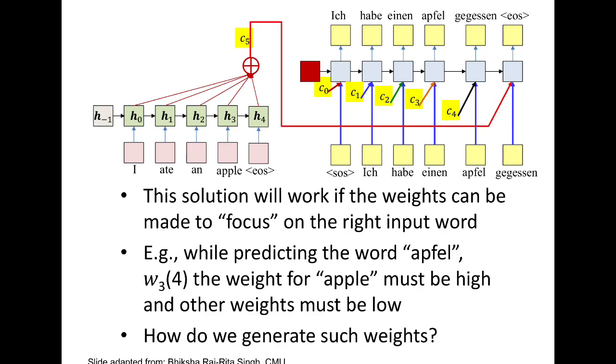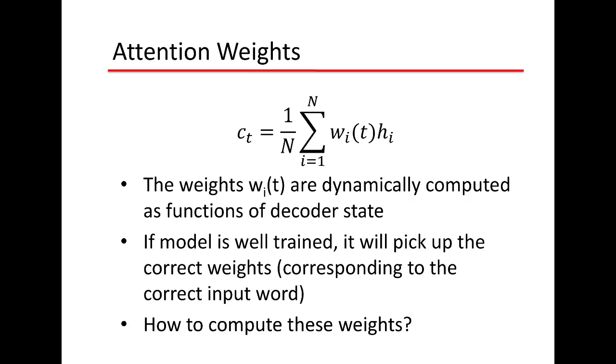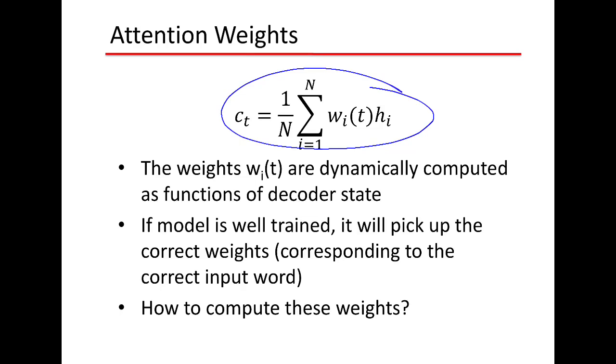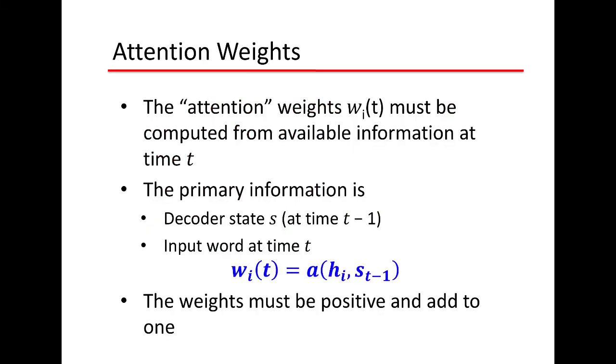So if you want to produce this word, we want to focus on that word. How do we generate these weights? Attention weights are just the sum of these weights. And if the model is trained, it will pick up the correct weights. But how to compute these weights? The basic idea here is that WIT is some function of HI and ST minus 1, just the two hidden states of the encoder and the decoder. That is enough, at least to start with, to produce this one.